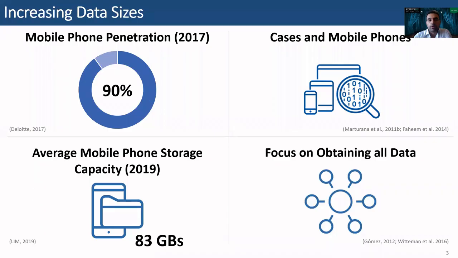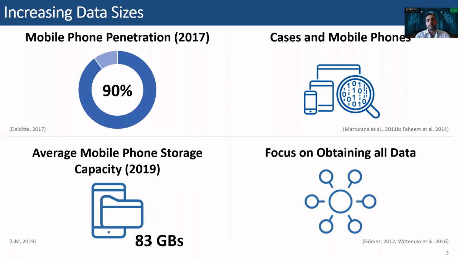So we start with the incentive for this work, which can be split into 4 key factors. First, the high mobile phone penetration, which exceeds 90%. This results in law enforcement agencies facing an increasing number of cases linked to mobile phones.